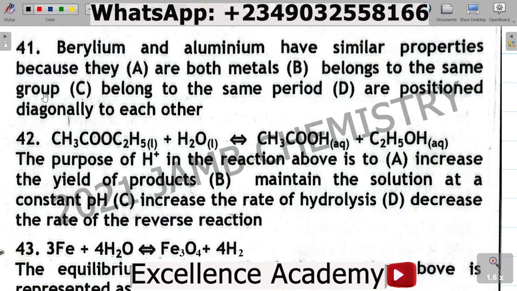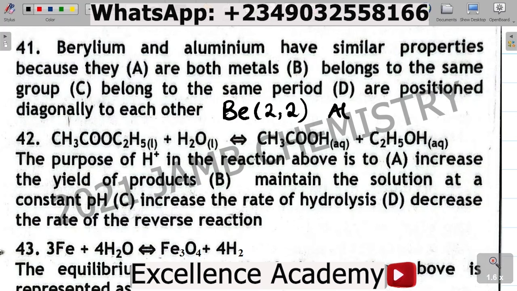Question 41 says beryllium and aluminium have similar properties because they A, are both metals, B, belong to the same group, C, belong to the same period, D, are positioned diagonally to each other. So what's the correct answer to this question? The first thing you want to note is that beryllium with atomic symbol Be is under group 2 and period 2 in the periodic table.